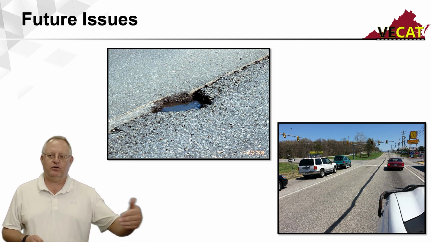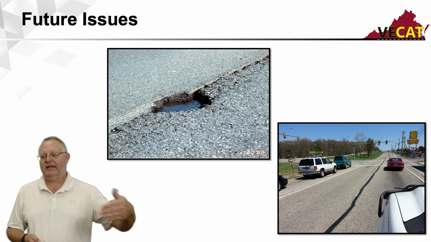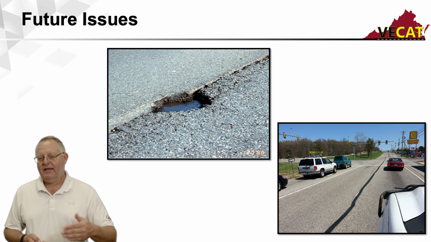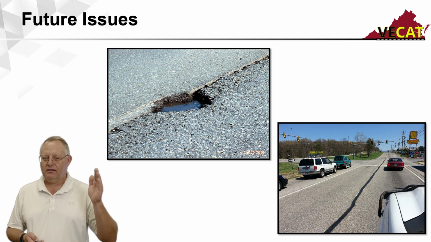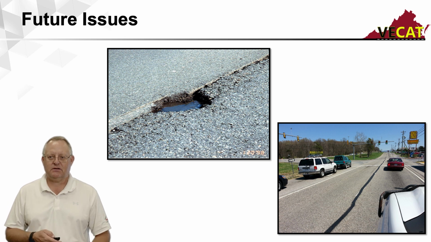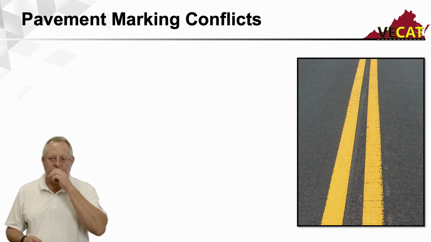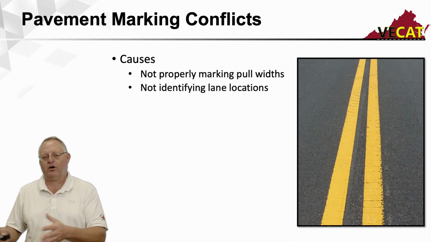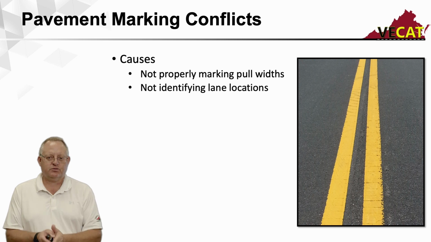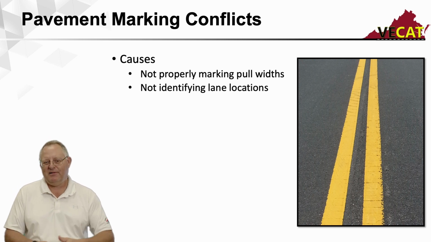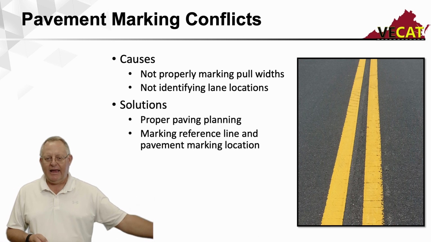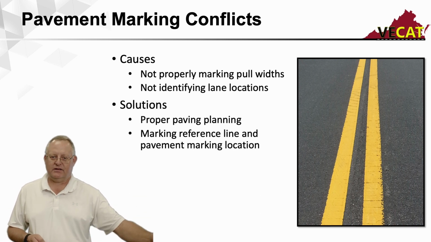And now we have to again do premature maintenance. We're having to get out there and do crack sealing. As you can see in that one picture on the lower right, with that crack sealing, now we've covered up our markings. So again, having those proper offsets. When we have those conflicts, it could be we didn't mark our widths properly to say where is the edge of our pull versus where the markings have to go. We didn't identify the lane locations. But again, with proper planning, we can overcome those things.